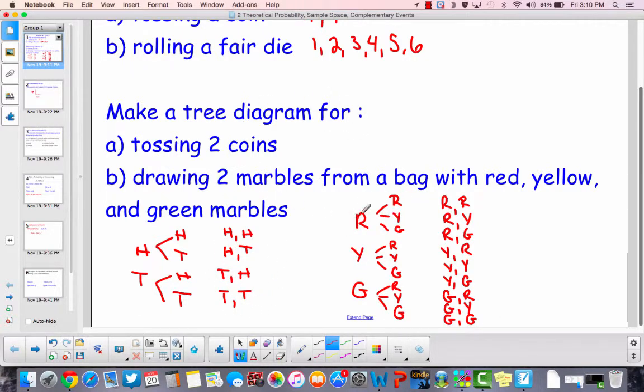Tree diagram for 2 marbles. We have red, yellow, green for the first one, and we have red, yellow, green for the second one. You could draw 2 reds, a red and then a yellow, red and a green, and so on.